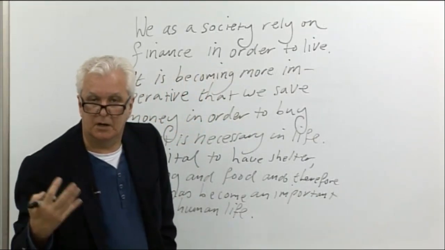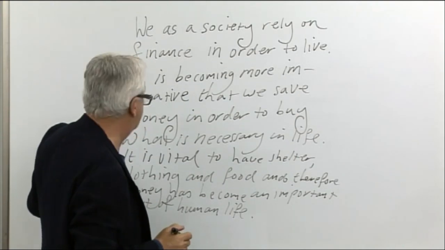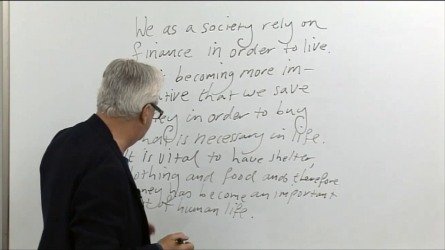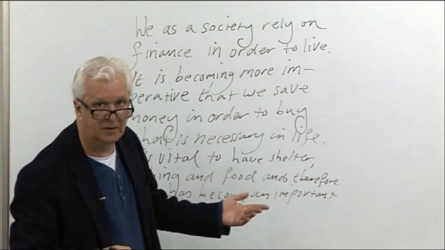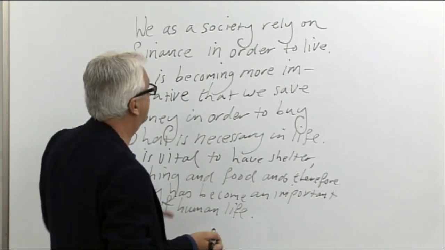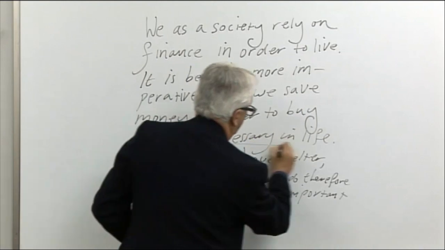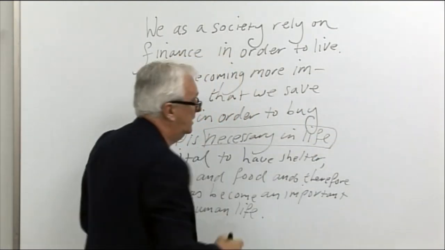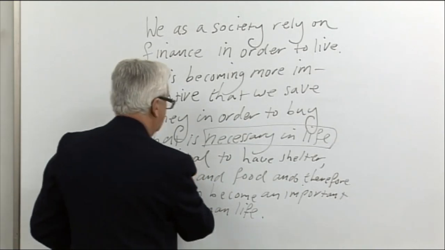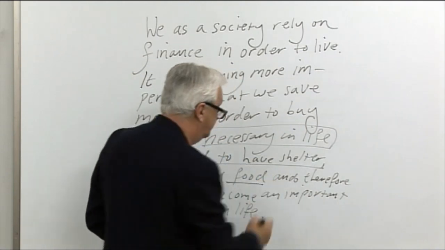So now I become a bit more specific about what I'm going to argue. It is vital to have shelter, clothing and food, and therefore money has become an important part of human life. So my body paragraphs now will simply rely on the following. Firstly, it's necessary in life. Secondly, it's vital to have shelter and clothing and food.